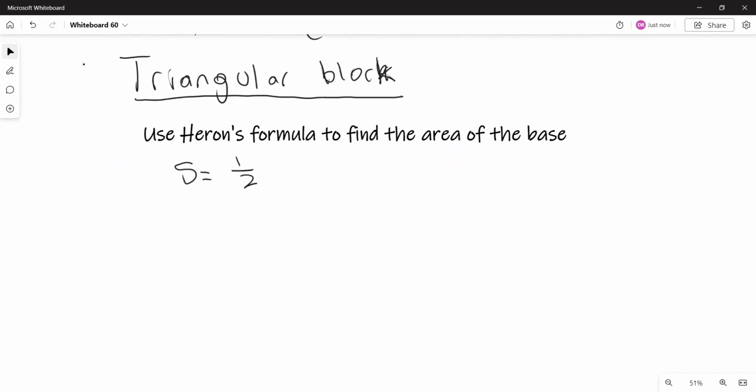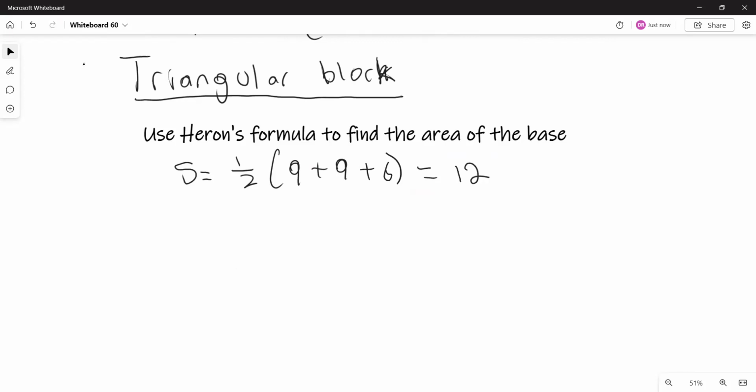That's 1/2 times 9 plus 9 plus 6. And 9 plus 9 plus 6 is 24. 24 times 1/2 is going to be 12.